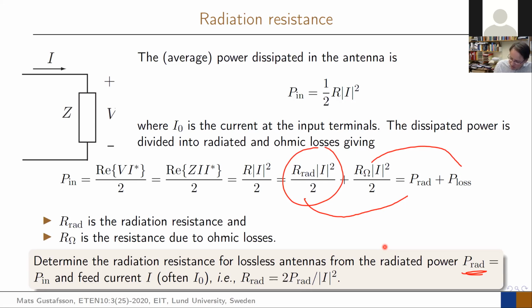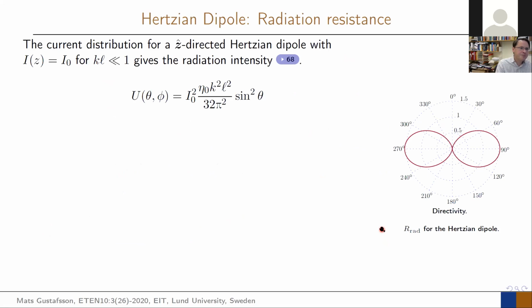And then you have the radiation resistance, which means that we can use exactly what we learned in the previous lecture because we calculated the total radiated power. We knew the current, which means we know the radiation resistance. So that's a good way to find the radiation resistance of these dipole antennas.